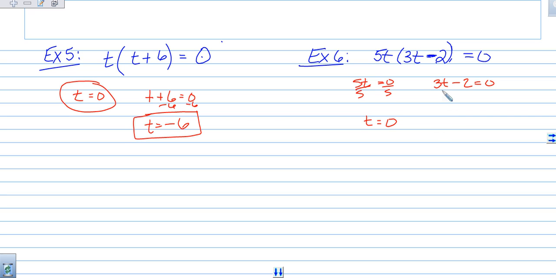Okay? And then here, you do the opposite of this number, which is positive 2, divided by the number next to t, and you get 2/3. So if you added 2, you get 3t equals 2, and then you'd have to divide by 3, and thus leaving you with this same answer. Okay?